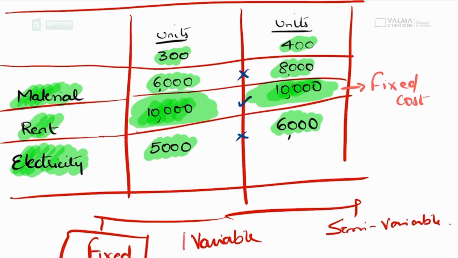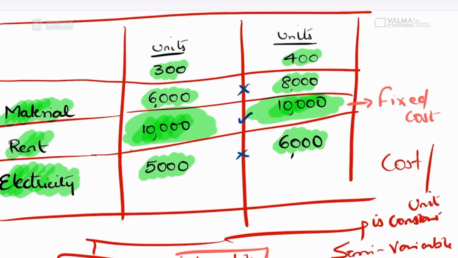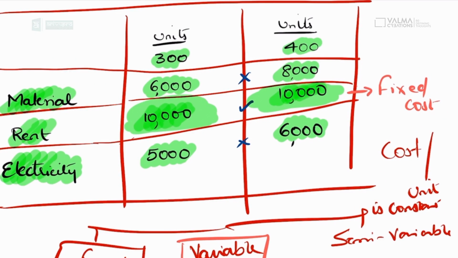Now let me come to the second classification, which is my variable cost. When do we call something a variable cost? If my cost per unit is constant. Now let me look into this. My material cost is 6,000 and 8,000. That means it's definitely not a fixed cost. Electricity is 5,000 and 6,000. Again, not a fixed cost.